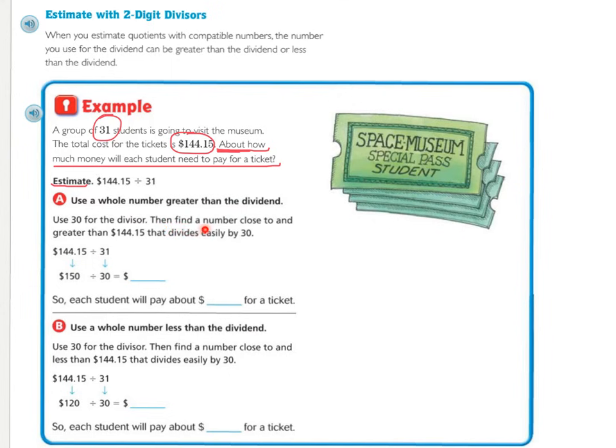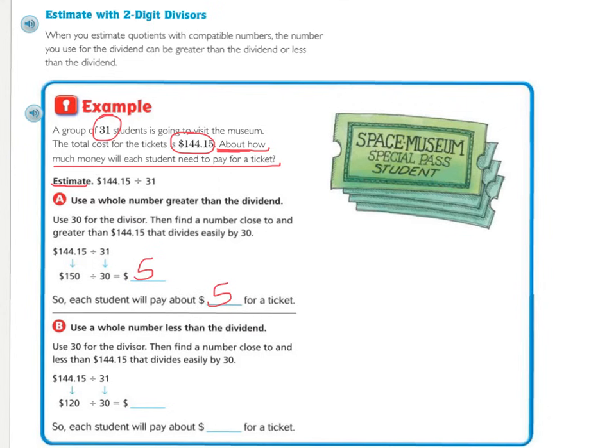And now we needed to find a number close to but greater than 144.15 that divides easily by 30. Really, because it's a multiple of 10, we're going to use just the 3. So they chose 150, because if we cover up this 0, that's 15. So 150 divided by 30, 15 divided by 3 equals 5, and those zeros, we don't need to add one. So each student will pay about $5 for a ticket.